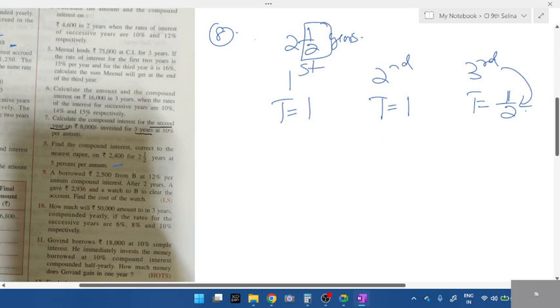At 5%. What about the rate? Rate is same for all three. 5%, 5%, and 5%, right? Yeah. Calculate it. Start solving, students. Eighth question.